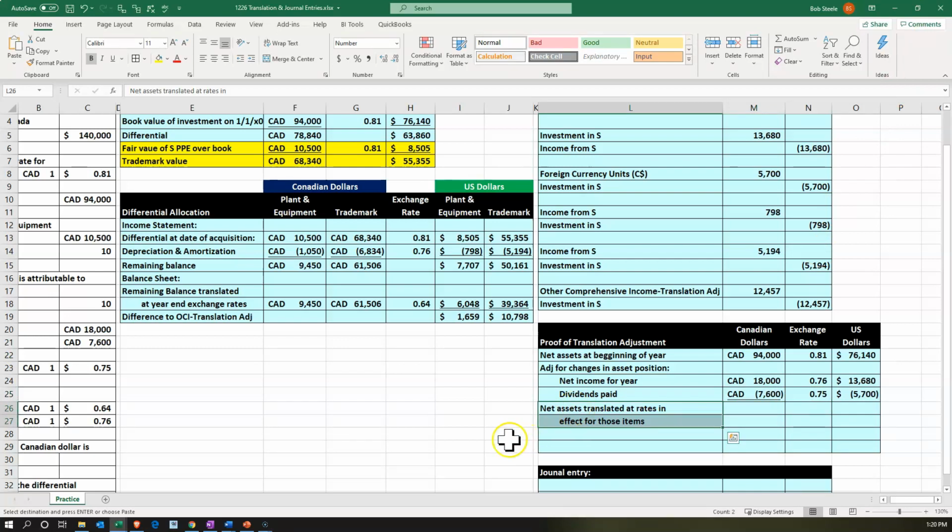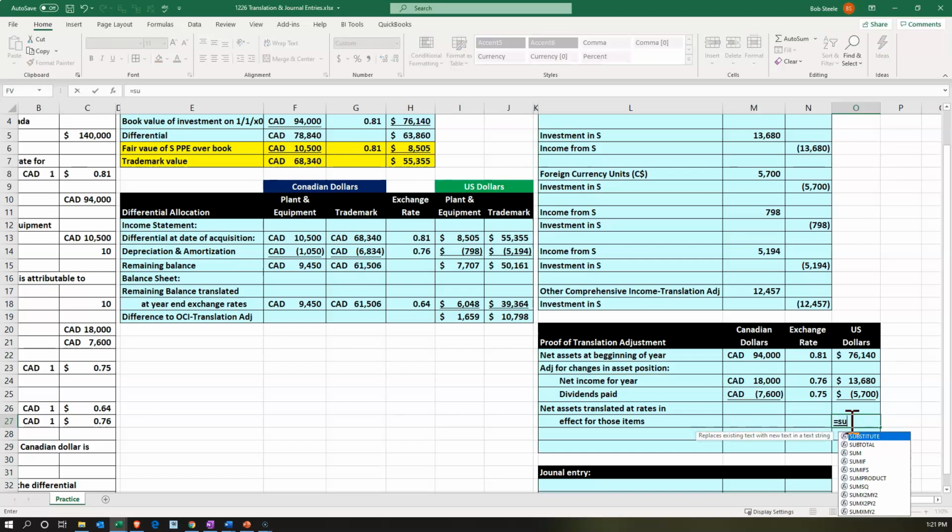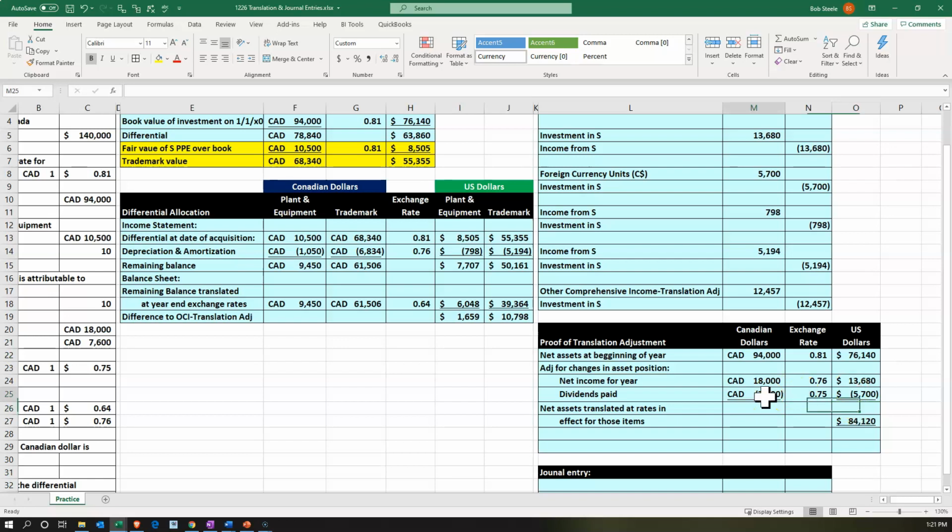Next item here is going to be the net assets translated at rates in effect for those items. This is for the outer column, so I'm going to put it down here in the outer column. I'm summing up the US dollar column, equals the sum. It's going to subtract out for this item. Notice we made this one negative once again, so I just put a negative sign. So this plus this minus the 5,007 is the 84,120.